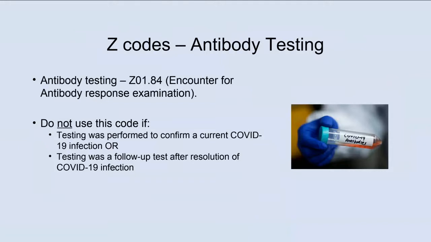Okay, antibody testing. The code for antibody testing is Z01.84, encounter for antibody response examination. Now the guidelines say do not use this code if testing was performed to confirm a current COVID-19 infection or testing was a follow-up test after resolution of COVID-19. So this is only when the patient is seen specifically for antibody testing, but they don't have a suspected COVID or anything like that. So this is very specific as to when you can use this.